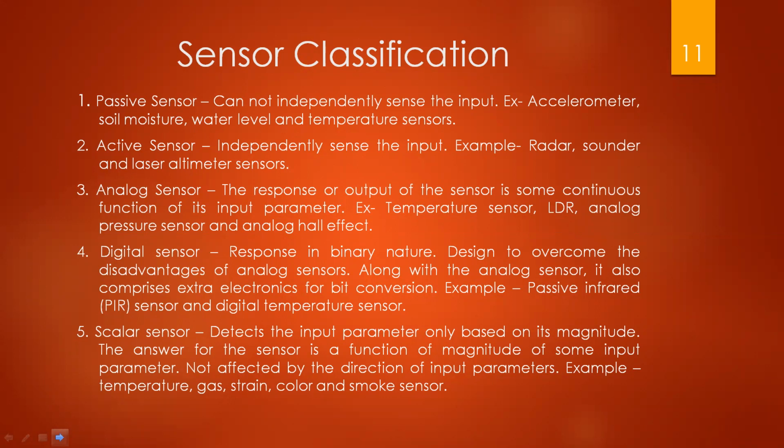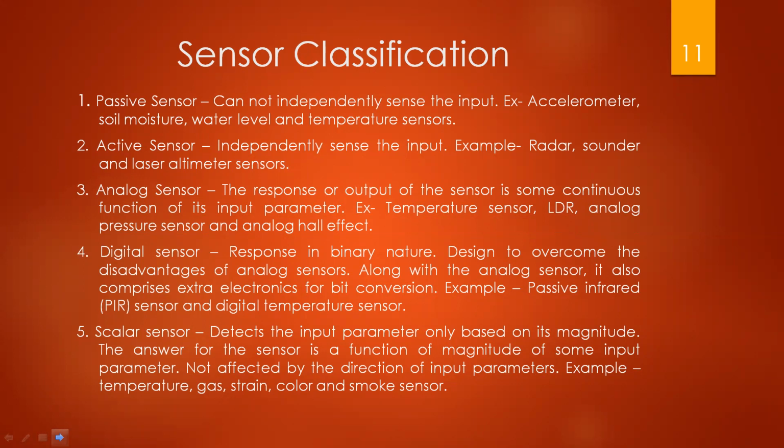Now the digital sensor is response in binary nature, designed to overcome the disadvantage of analog sensor. Along with the analog sensor, it also comprises extra electronics for bit conversion. Example, passive infrared sensor and digital temperature sensor.